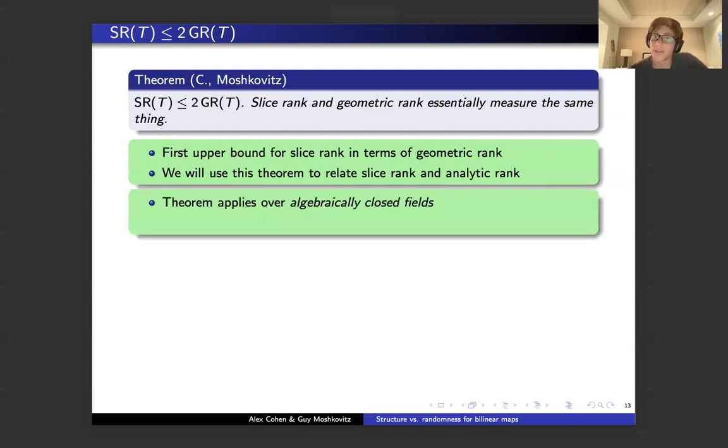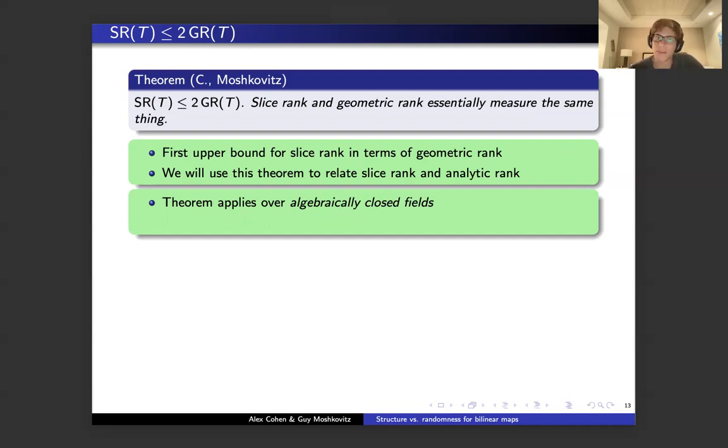Something important to note is that this theorem applies over algebraically closed fields. So what I mean by this is that if you give me a tensor over the finite field F5, in computing the geometric rank, I'm implicitly moving to the algebraic closure, because this notion of codimension really only behaves appropriately over algebraically closed fields. It doesn't work over finite fields.